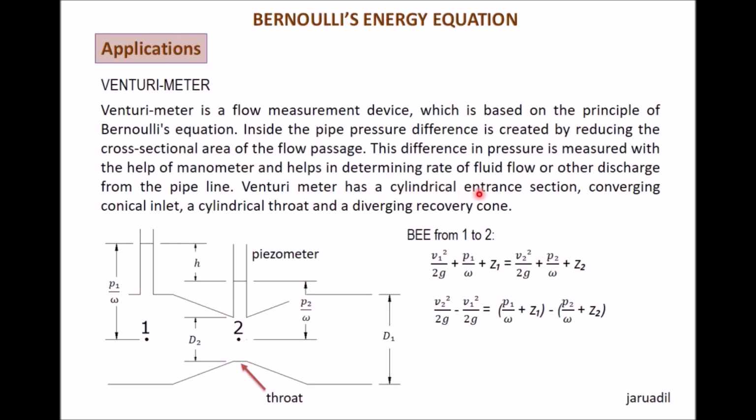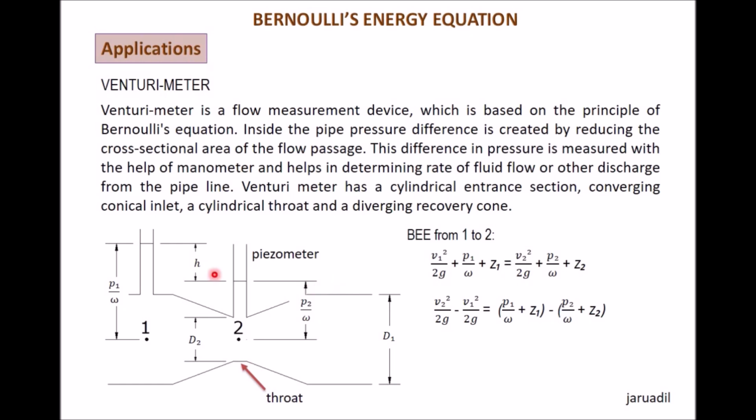Venturimeter has a cylindrical entrance section, converging conical inlet, a cylindrical throat, and a diverging recovery cone. So this one is the Venturimeter. Okay, so meron siyang piezometer. So sa pipeline kasi, di ba constant yung diameter ng pipeline. So the Venturimeter, pinapaliit niya yung diameter at some point. So ito ang tinatawag natin na throat. So ito yung inlet niya, converging, at meron siyang throat dito, then meron siyang diverging outlet.